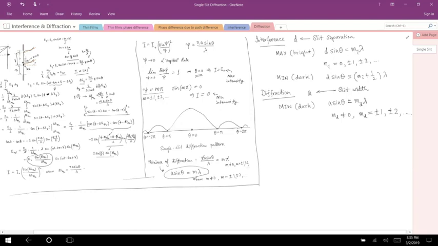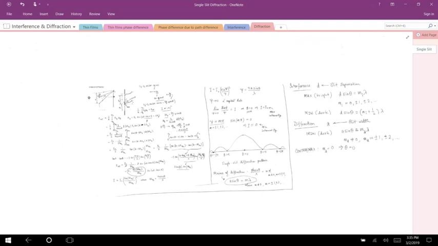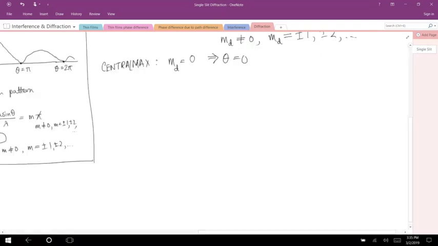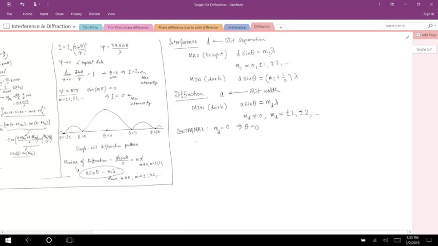And what happens when mD is equal to 0? That's actually a max, and in fact, we'll call it the central maximum. That will happen when mD is equal to 0, which also implies that theta is equal to 0. So right at the center of the screen, on the other side of the slits, you'll get a maximum, and we'll call that the central maximum, which happens for mD equals 0 or theta equals 0.